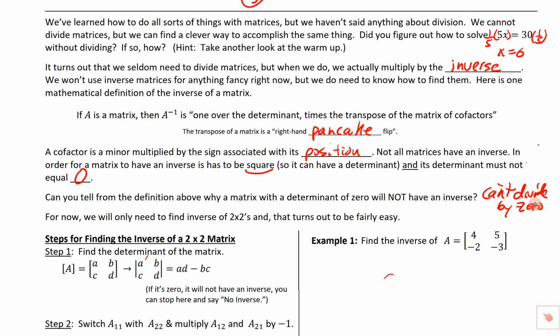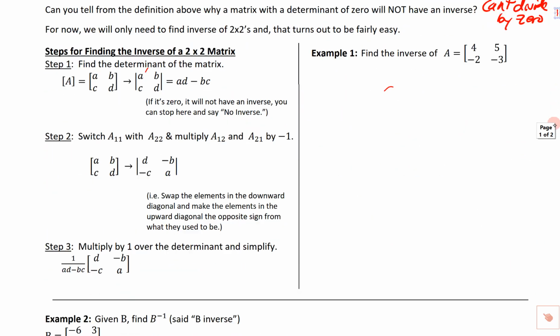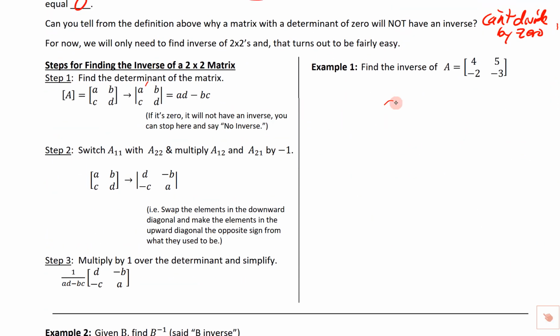If it has a determinant that's equal to 0, we won't have an inverse. So for now, we're only going to be finding inverses of 2x2s, and that turns out to be fairly easy. So I'm going to slide down here, and let's take a look at these steps. It says steps for finding a 2x2 inverse.